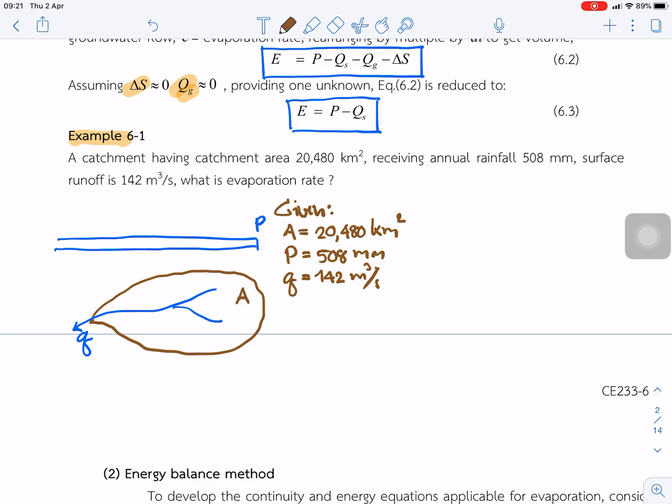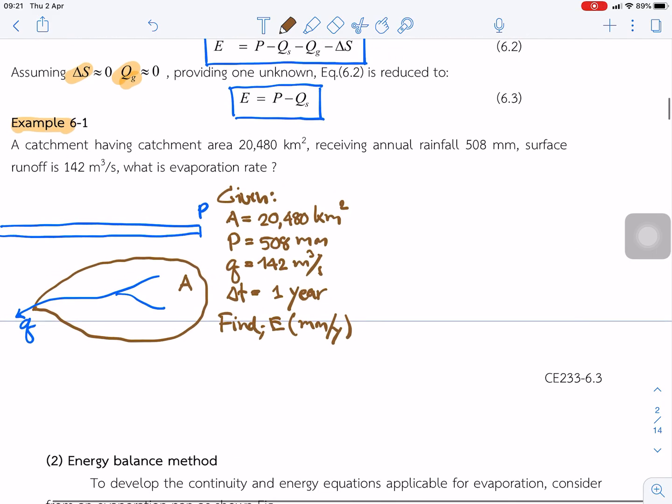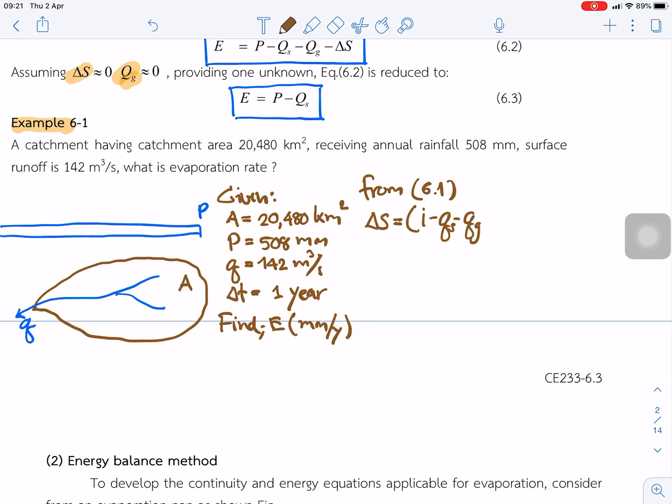The question is then, in this case, delta T we can use 1 year. And they want to know what is the E, in terms of millimeter per year. Okay. So from the above equation, we can say the input is rainfall, QS subtract QG subtract E.